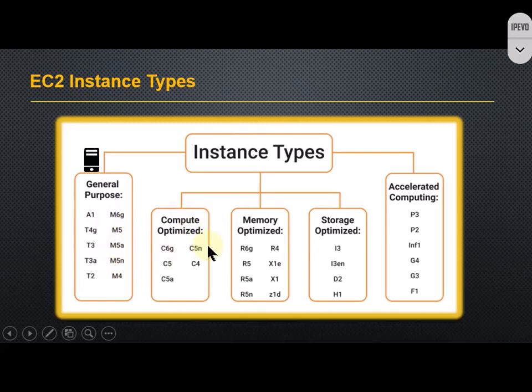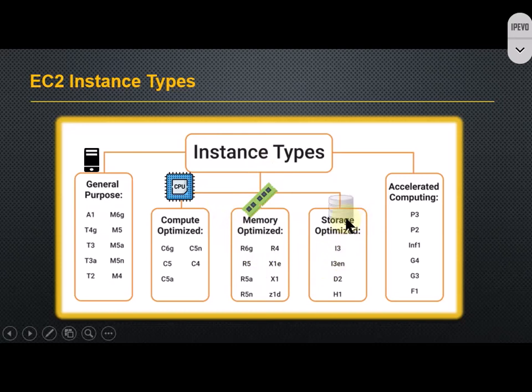Then we have compute optimized, where we need computation. These are denoted with letter C. So this is the representation, where you need more CPU power, you can use these instances. Where we have to do with memory like RAM, these are represented with R6G, R5, R5A. So it is totally up to you what your business requirement is, and on top of it you are going to deploy these instances.